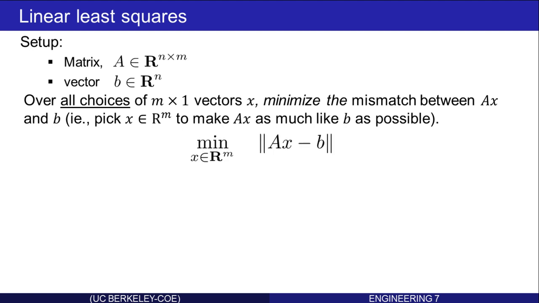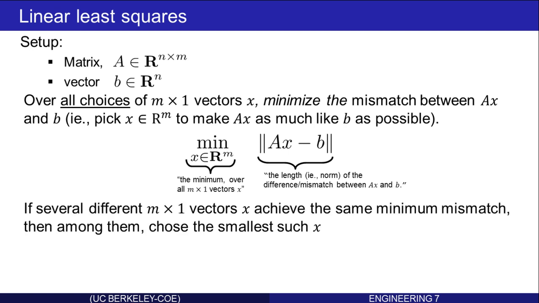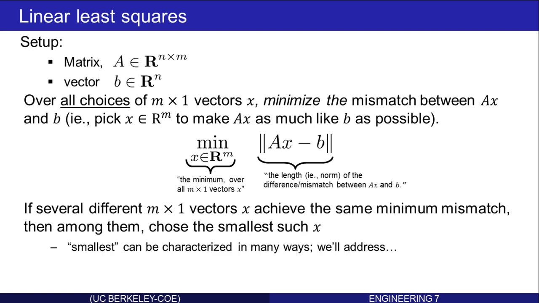Mathematically, this is expressed as: minimize over all m by 1 vectors x the norm of the difference or mismatch between Ax and b. That's the least squares problem. Now, if several different m by 1 vectors x achieve the same minimum mismatch, then among them choose the smallest such x. And smallest can be characterized in many ways. Two ways that we'll address are the smallest in norm or the smallest number of non-zero entries. These are different, and we'll see that via examples.